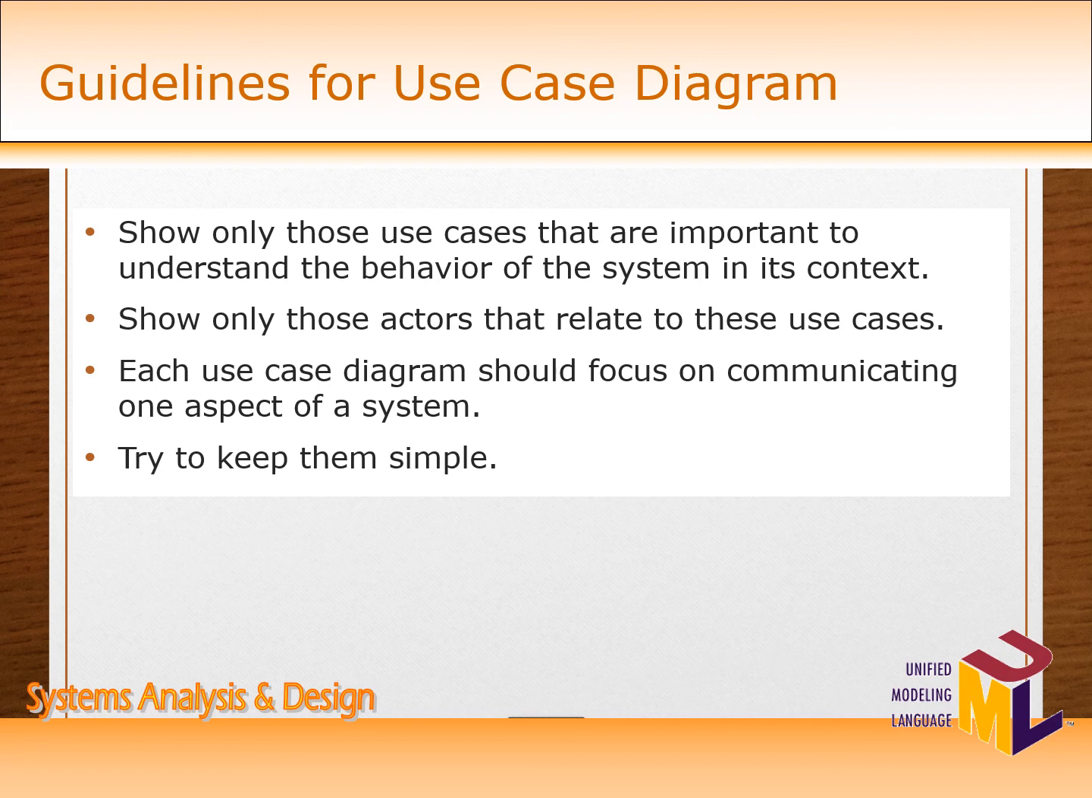We try to keep it simple. Each use case should focus on communicating one aspect. So one use case should cover only one main function. Show only those actors that are related to that use case. Maybe if it's a complex system there are so many users, but for that one particular use case, what is the use case and who are the actors? Show only those use cases that are important to understand the behavior of the system.